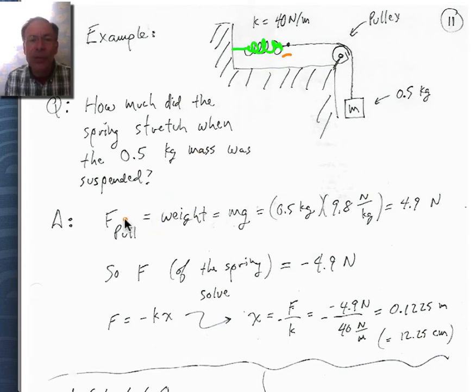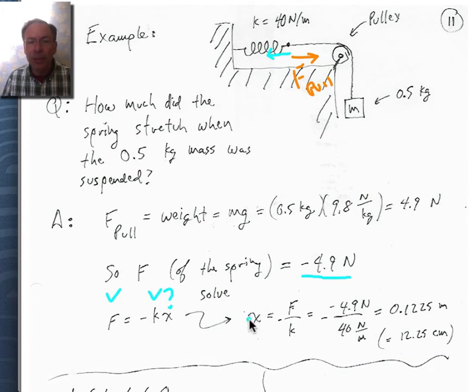Well, the first step to do this problem is to figure out how much of a pull it is. So you take the mass, 0.5 kilograms, multiply by g, 9.8, and you get 4.9 newtons. So you're pulling this way with 4.9 newtons. This is F pull, 4.9 newtons. And that means that the spring is now pulling back the other way with an equal and opposite pull. So that's negative 4.9 newtons, right? It's to the left. So we now know the force. We know k. And so the question is, what's x?